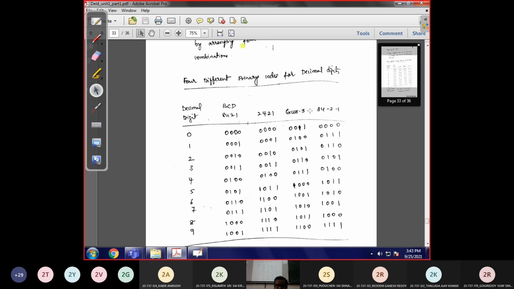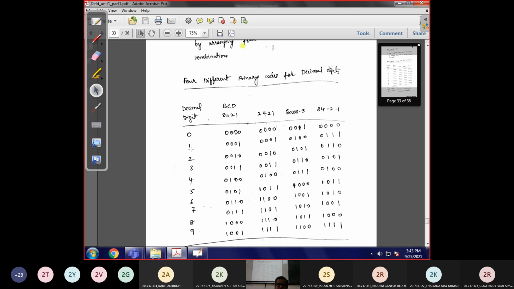Now, the third column here represents an XS3 code. In XS3 code, first we represent the number in binary. To that you add 3. That will give the value of the number. So 0 is represented by taking 0 in binary first, and to that adding 3 in binary. That will give the XS3 code of 0.